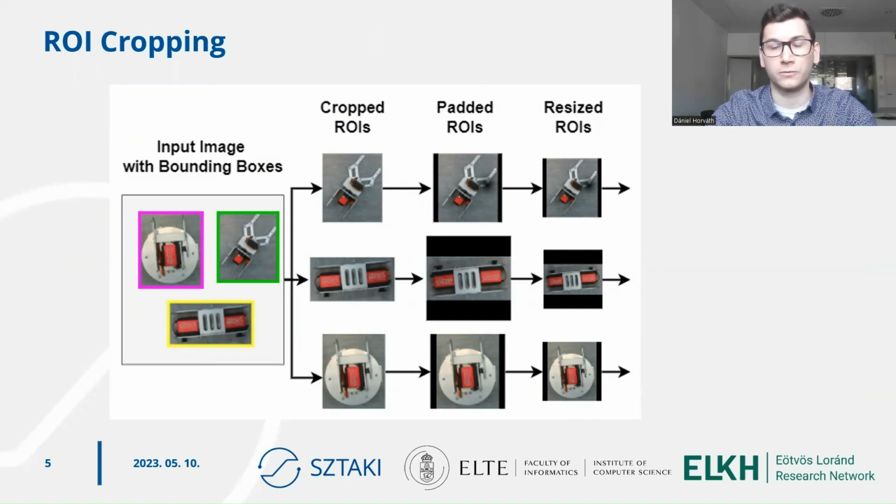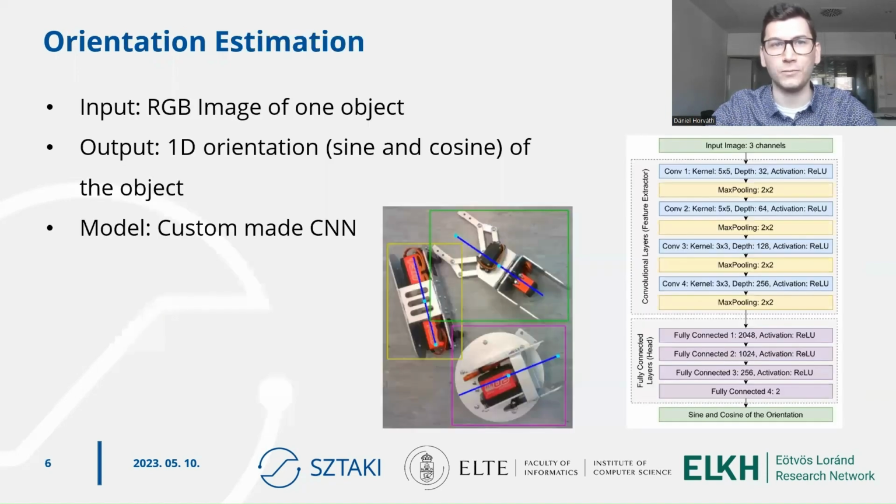For our convolutional network, it's really important for the image to be a square. Then we resize it to the size that is acceptable by the convolutional neural network. So the orientation estimation, the third step: the input is an RGB image of the given object. As I told you before, we have one CNN for all the classes, and the output is the 1D orientation, which is basically two numbers, a sine and a cosine.